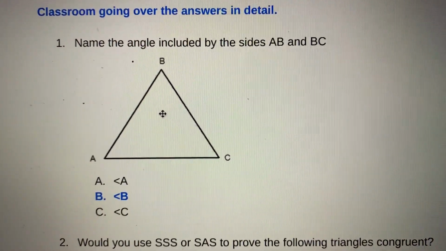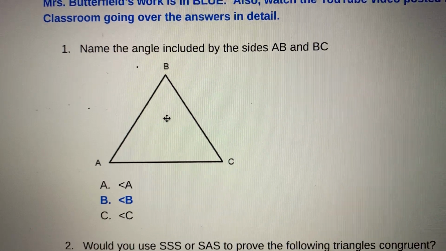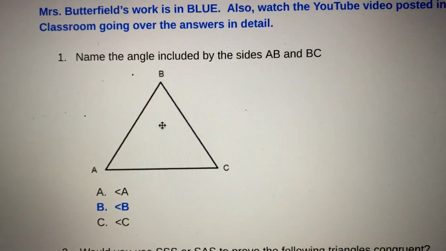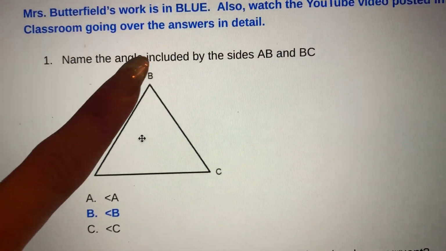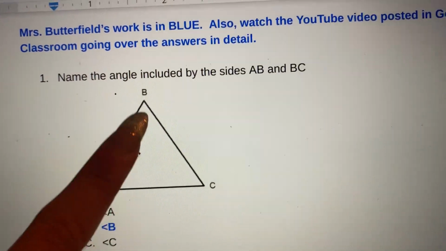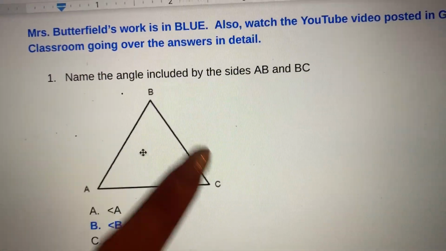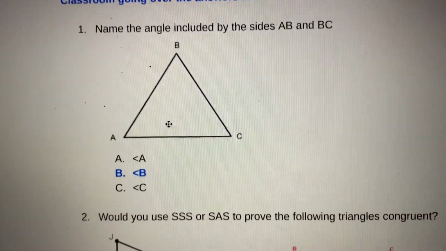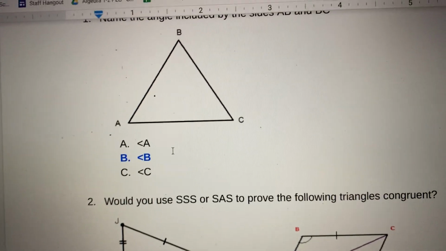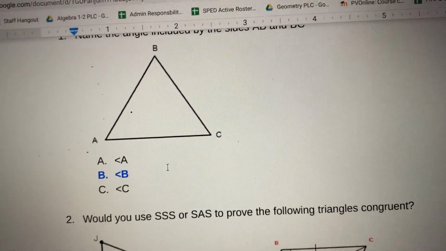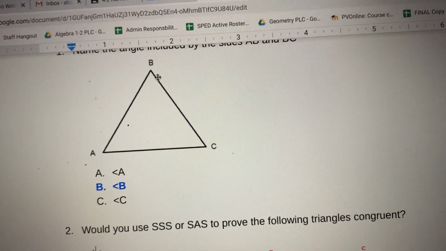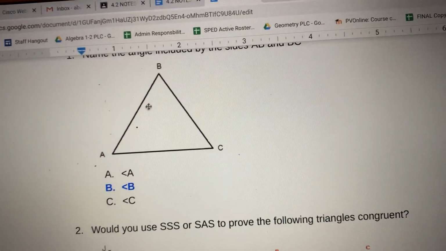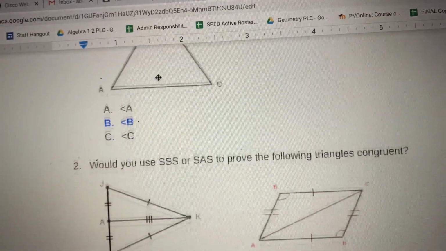So number 1 says, name the angle included by the sides AB and BC. If we're looking at AB and BC, the angle that's included with both of those is going to be angle B. Okay, so not too bad. You just look at whatever the 2 parts are. What's the letter that they have in common? What's the angle that they have in common? That's going to be B.